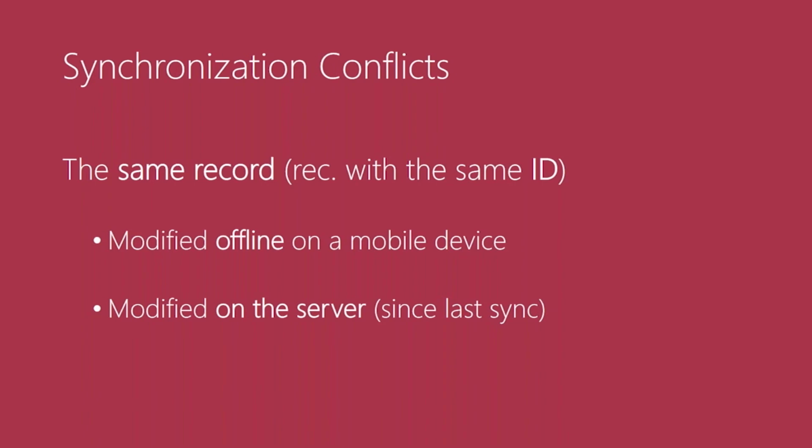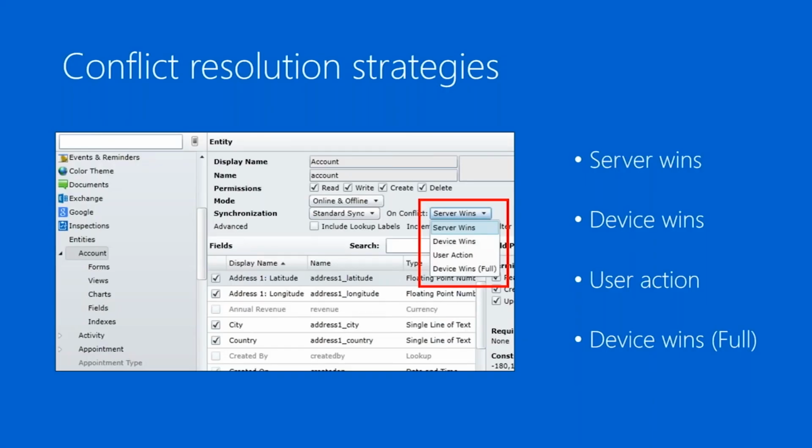The synchronization conflict means that the same record, or more precisely, a record with the same ID, has been modified at the server and on the mobile device. The mobile device was offline and a record has been modified, or at the same time, since the last synchronization, the same record has been modified on the server. What happens when the synchronization conflict occurs?